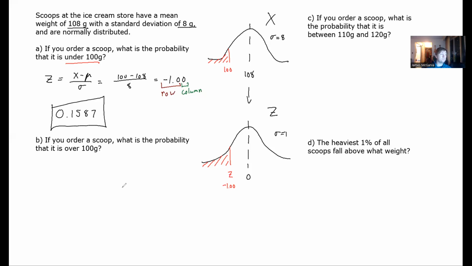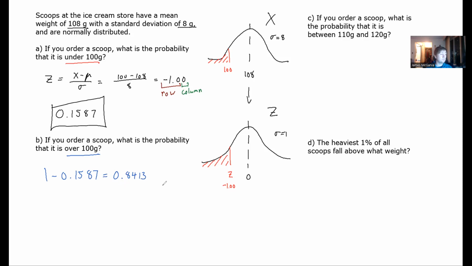That's my answer. Part B is the same, but it says over instead of under. If you have a question that asks about over instead of under, you find the under, and then you just say it's the opposite of that. It's 1 minus this. 1 minus 0.1587 is going to be 0.8413.